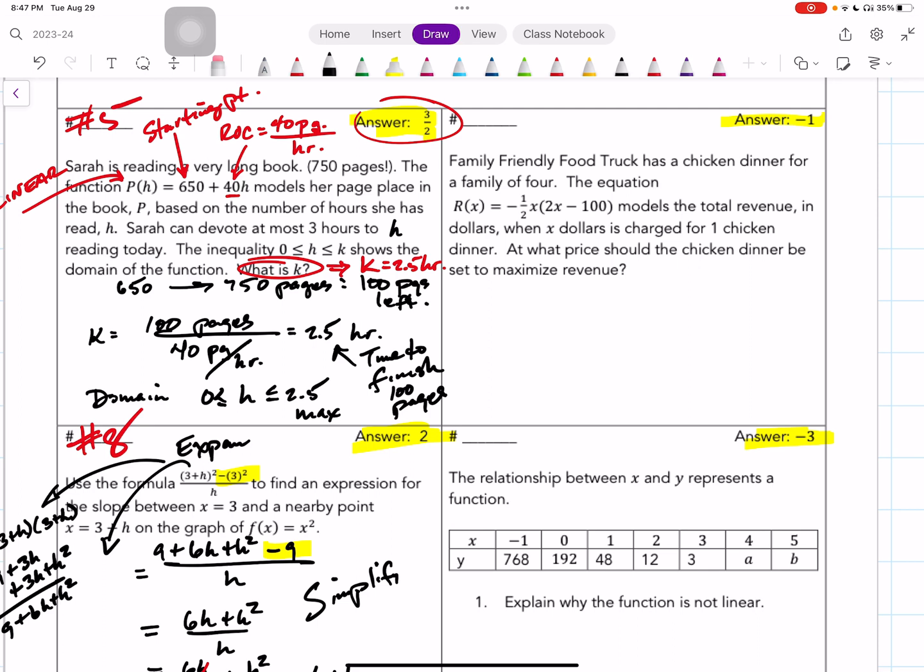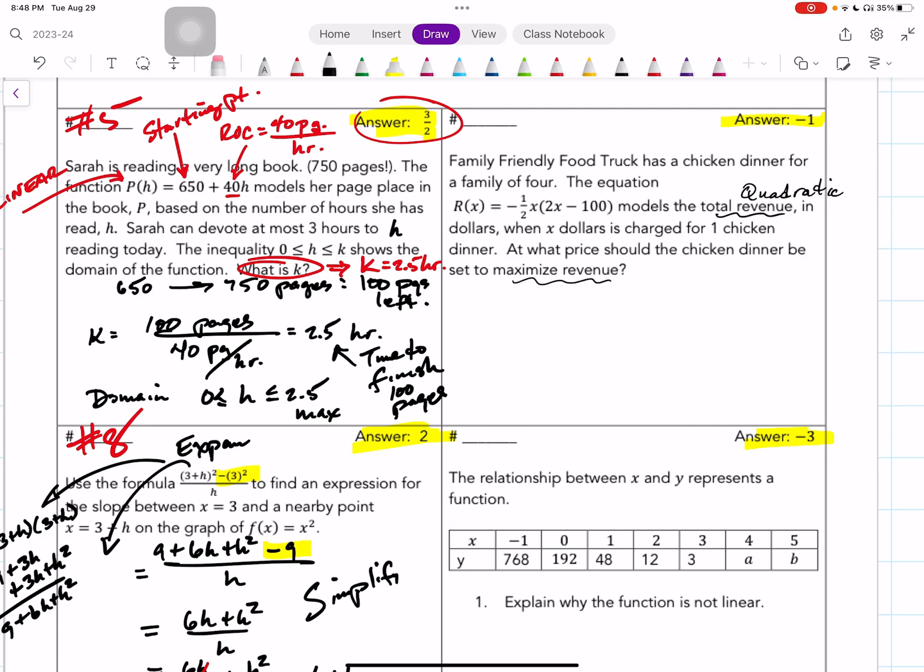And what does it want us to do? So it models total revenue. Okay, all revenue functions are quadratic. You're going to learn that in economics. We actually go over that in financial math. All revenue functions are quadratic, and they're all concave down too. And you know this one's concave down because of the negative sign right here. That's probably not pertinent to this problem, but that's just the fact. Okay, and so when x dollars is charged for 1 chicken dinner, at what price should the chicken dinner be set to maximize revenue?